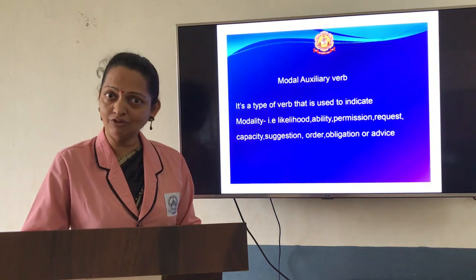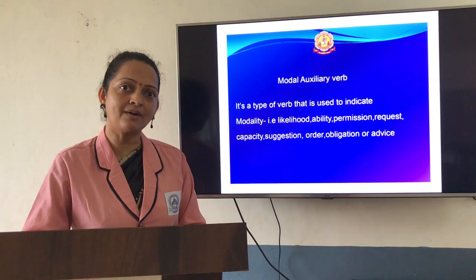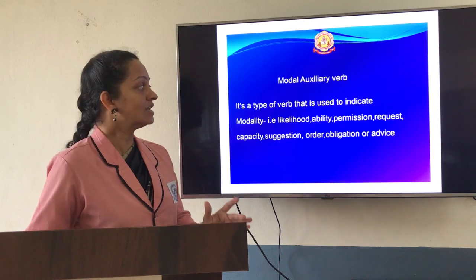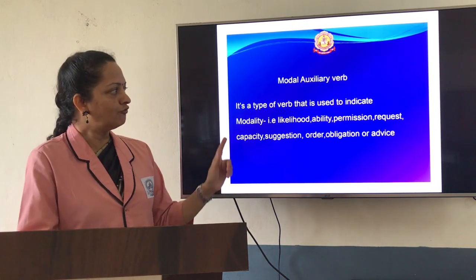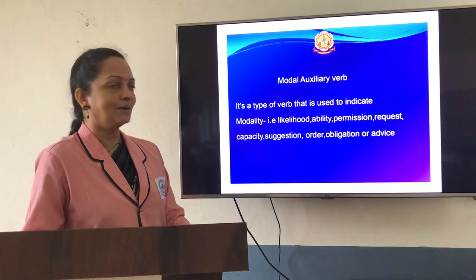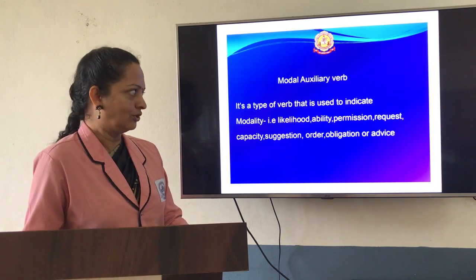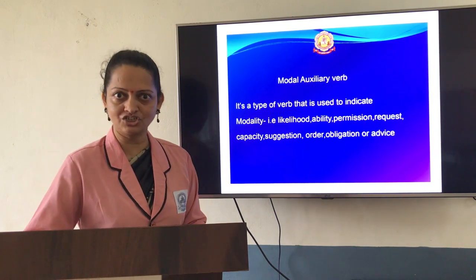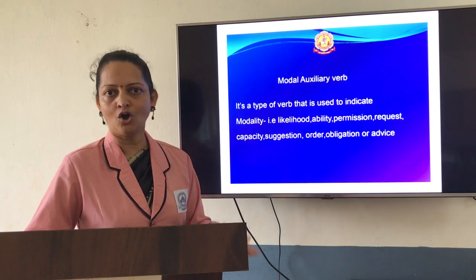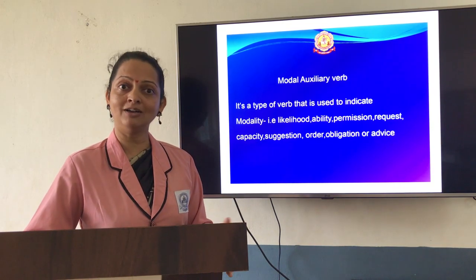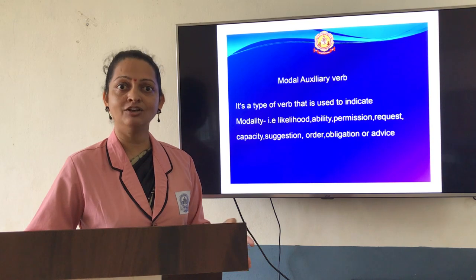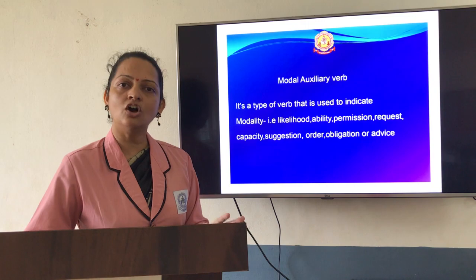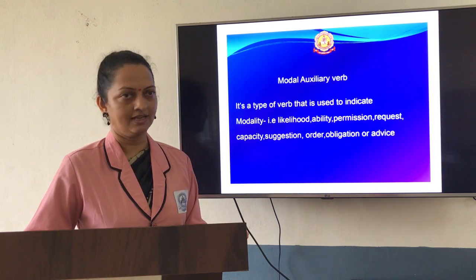Now we have the other form of auxiliary. These were the three primary auxiliaries. Now we are going to talk about the modal auxiliary verb. What is a modal auxiliary verb? It's a type of verb which is used to indicate modality, that is likelihood, ability, permission, request, capacity, suggestion, order, advice or obligation. You have heard about could, can, will, would, shall, should, may, must, might. These are all modal auxiliaries.